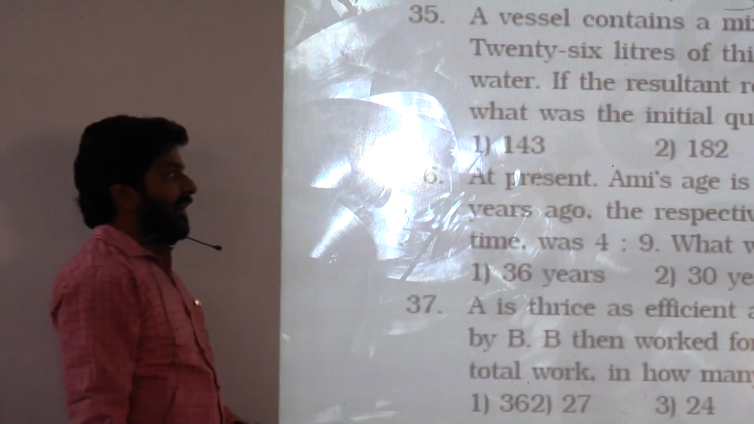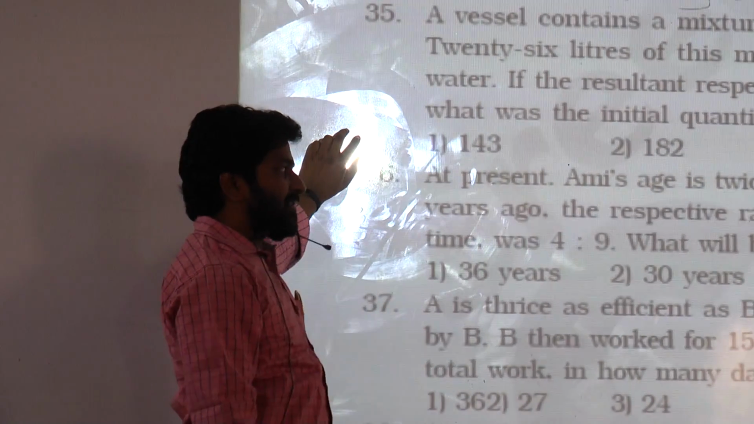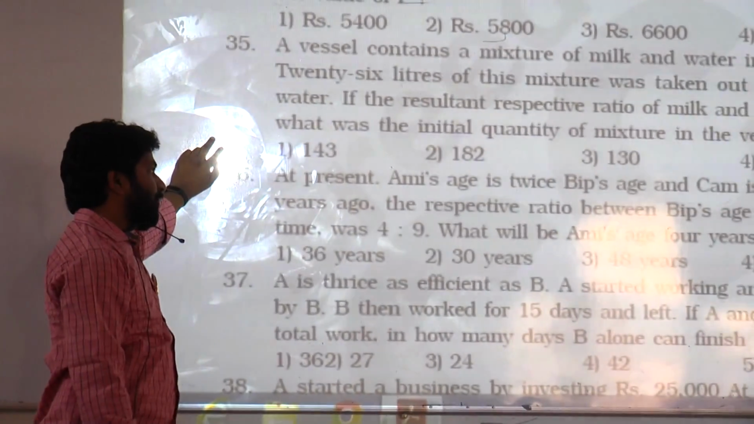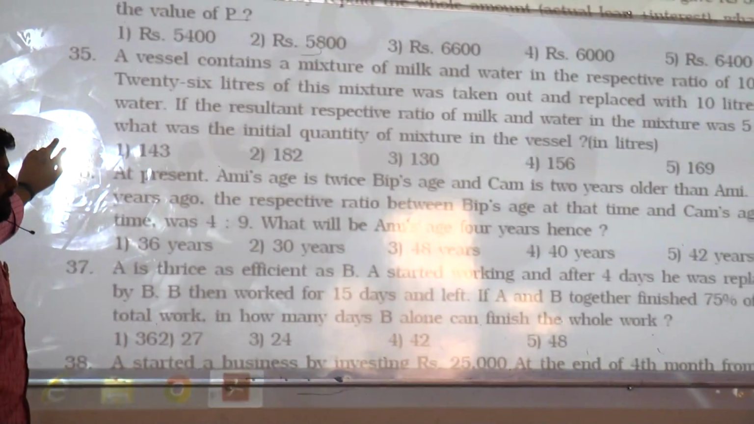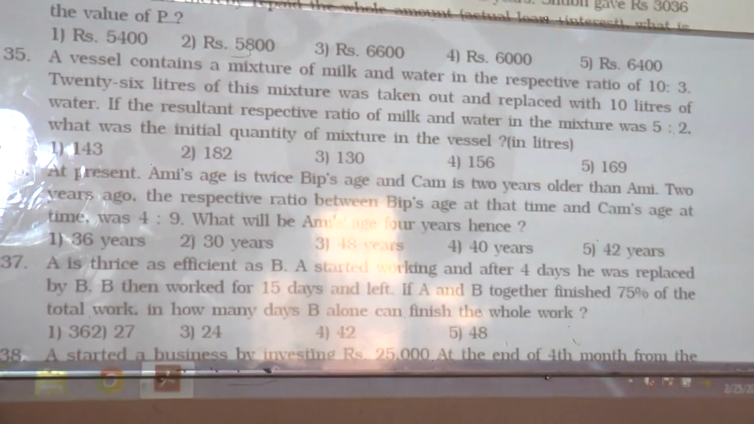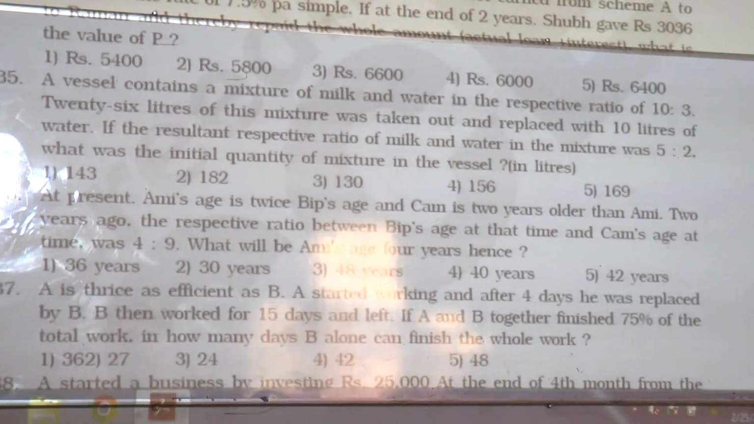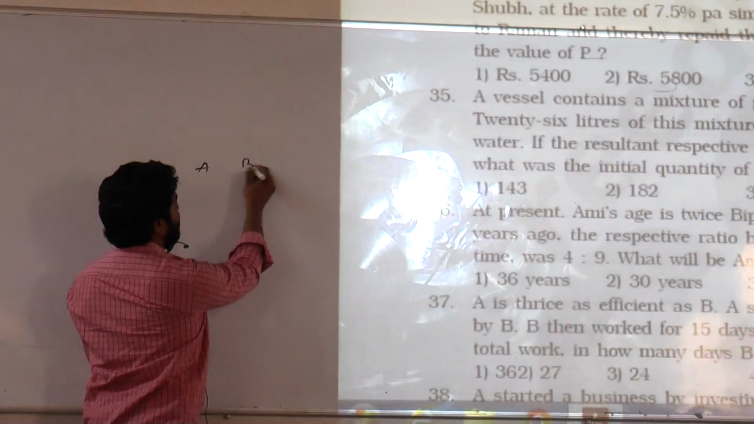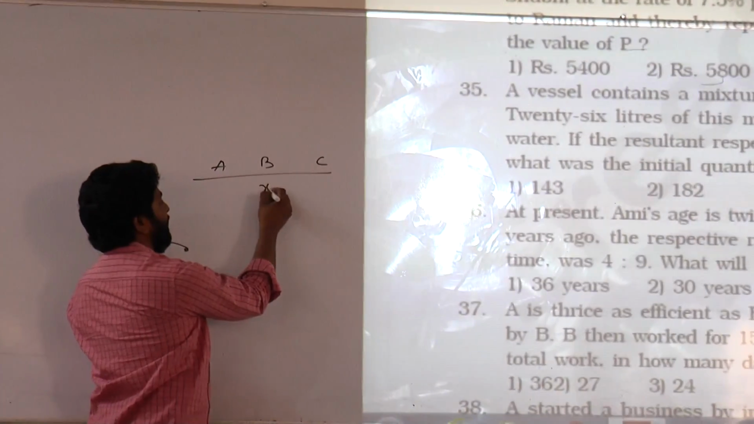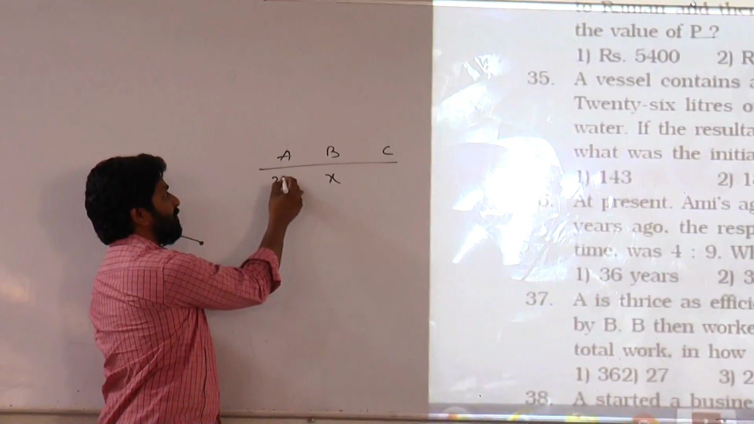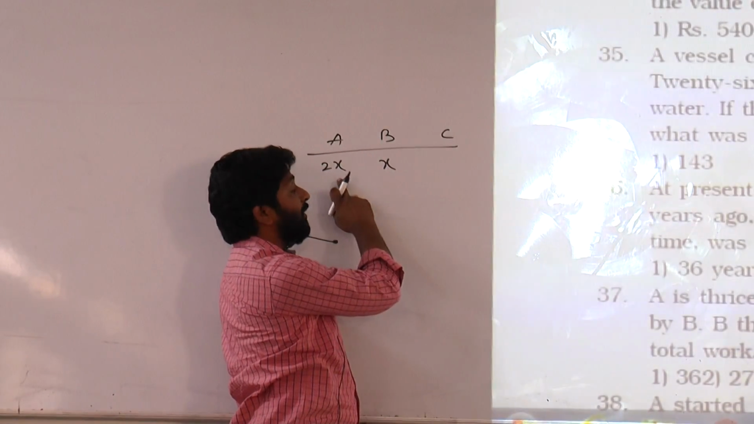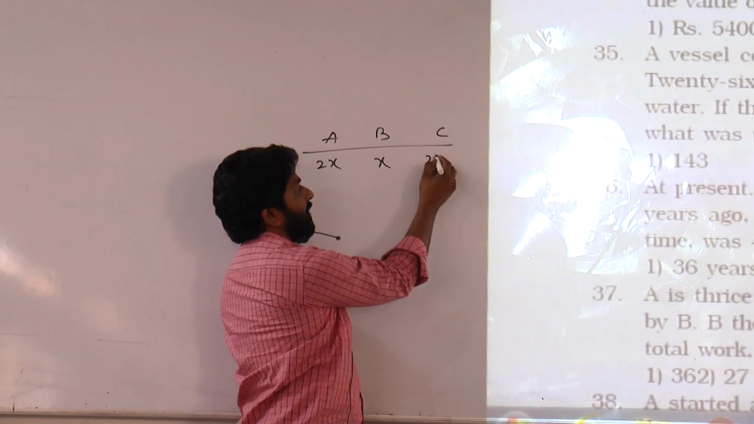At present, Ami's age is twice Bip's age and Cam is 2 years older than Ami. 2 years ago, the respective ratio between Bip's age at that time and Cam's age at that time was 4:9. What will be Ami's age 4 years hence? Let's say we have 3 persons, Ami, Bip and then Cam. If Bip's age is X, Ami's age becomes 2X. And Cam is 2 years elder to Ami. That is 2X plus 2.